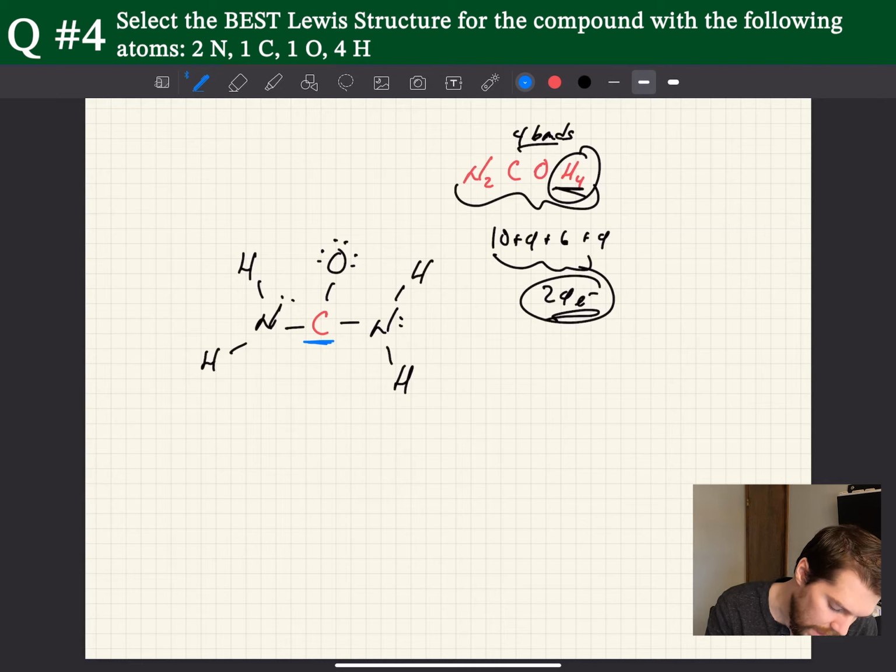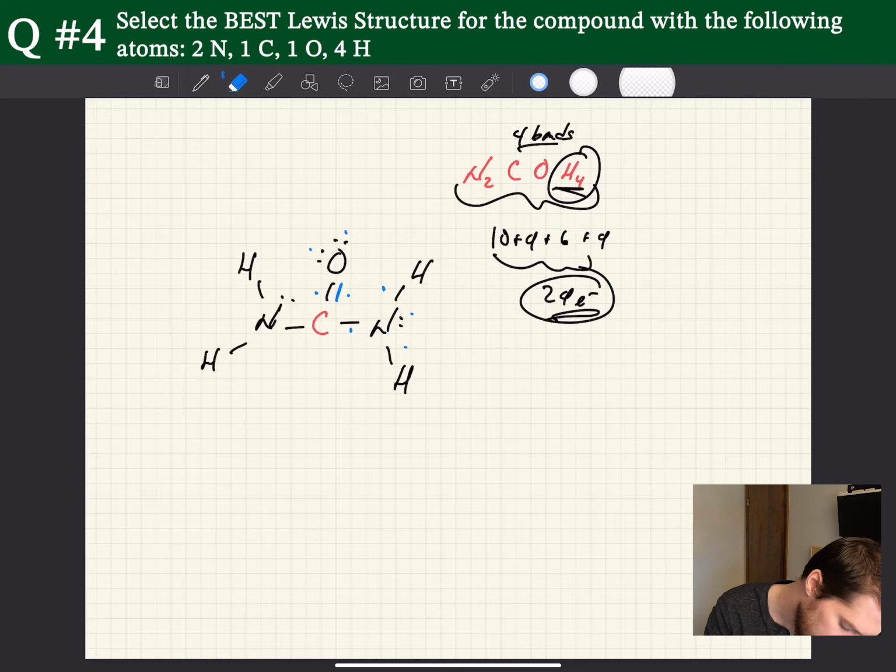We probably make a pi bond. So I'm going to take these electrons and move them into a pi bond right here. And sure enough, let's count our electrons again. We have 2, 4, 6, 8, 10, 12, 14, 16, 18, 20, 22, and 24. Okay, so there's our 24 electrons.